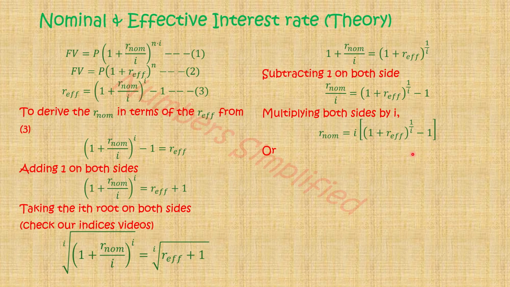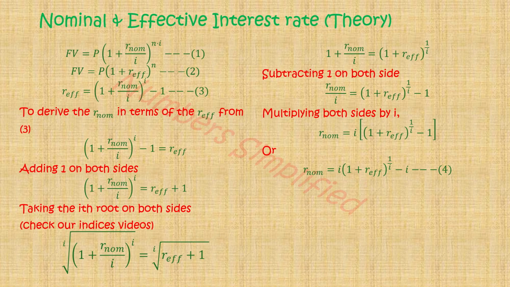Or we expand the square brackets so that we have the nominal interest rate being I times 1 plus effective rate raised to the power 1 over I, minus I. And let's refer to this as equation 4. By equation 4, we are referring to the first formula and the latter formula. We can use both of them interchangeably because this is basically the same formula.